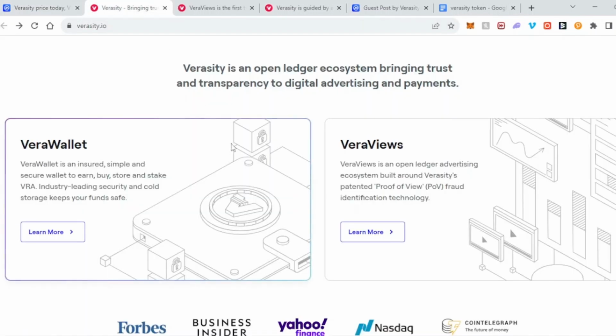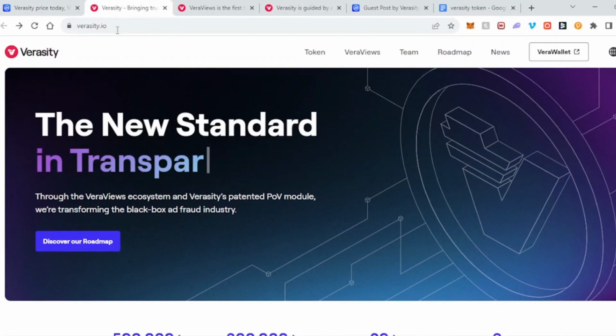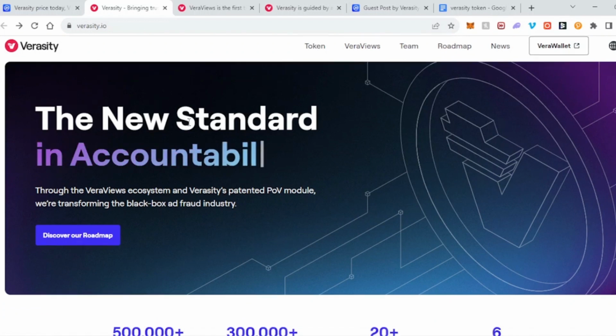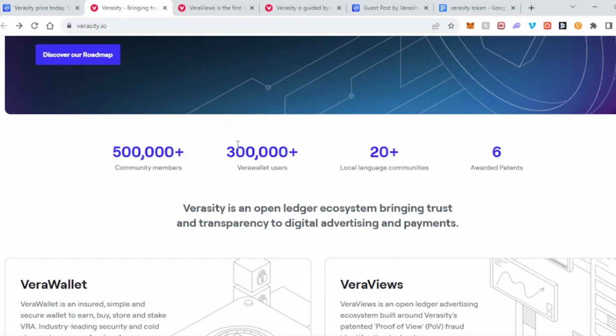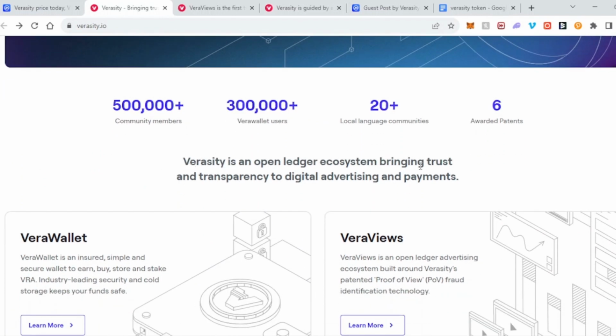If we scroll over to the official Verasity website, here is verasity.io if you want to check it out for yourselves. I'll dive into a bit more depth here on what Verasity actually is and the features behind it. So very simply, it describes Verasity here. Verasity is an open ledger ecosystem bringing trust and transparency to digital advertising and payments.